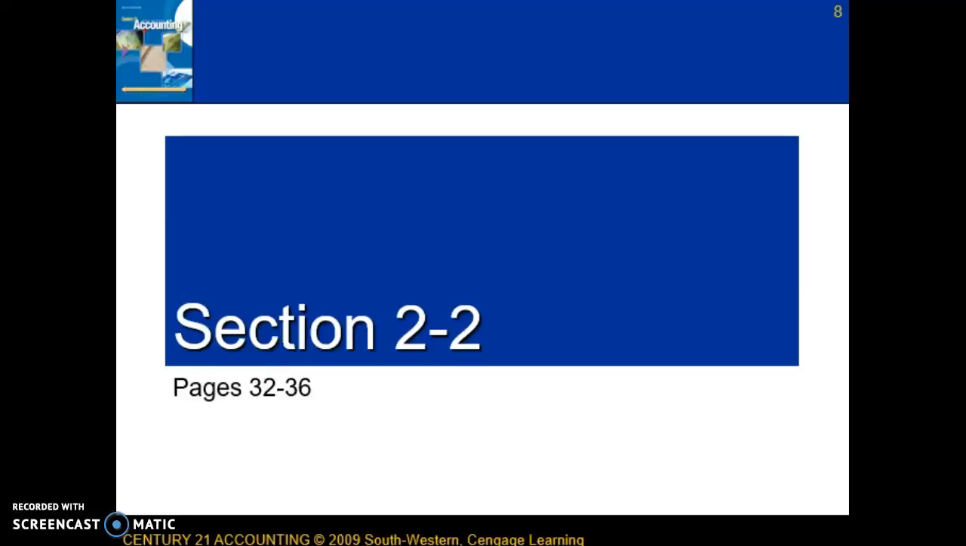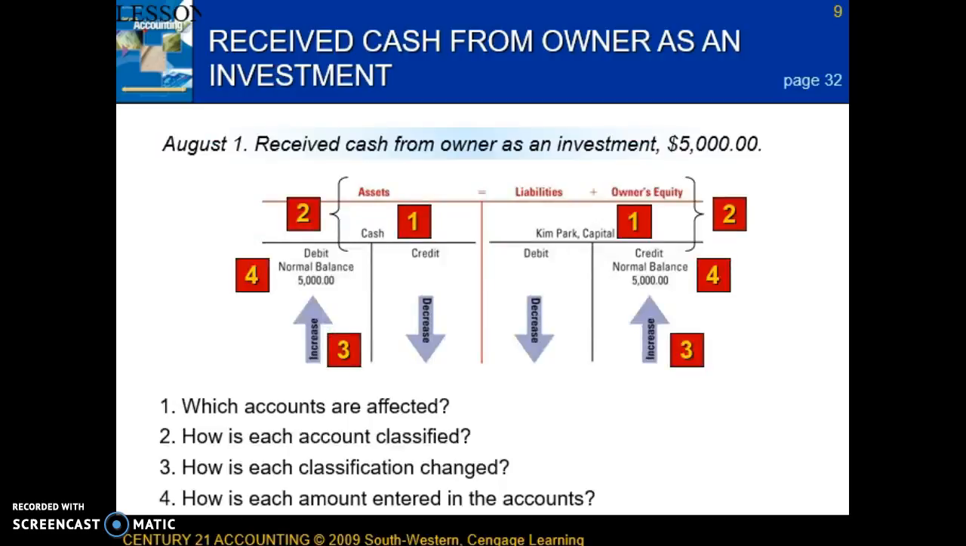Today we are going to analyze how transactions affect accounts. This is section 2-2 and it's on pages 32 through 36 in your textbook. So our first transaction we're going to be talking about is when we receive cash from an owner as an investment. Now, each transaction will change the balances of at least two accounts.